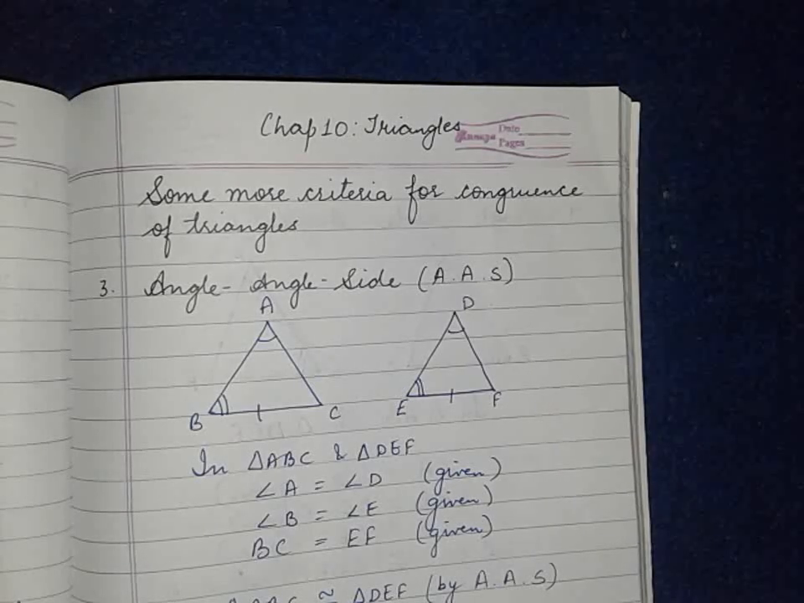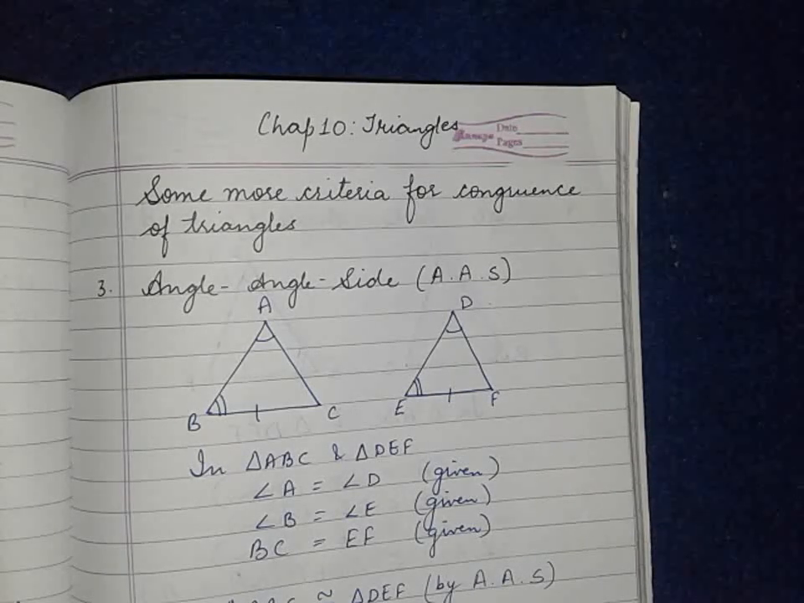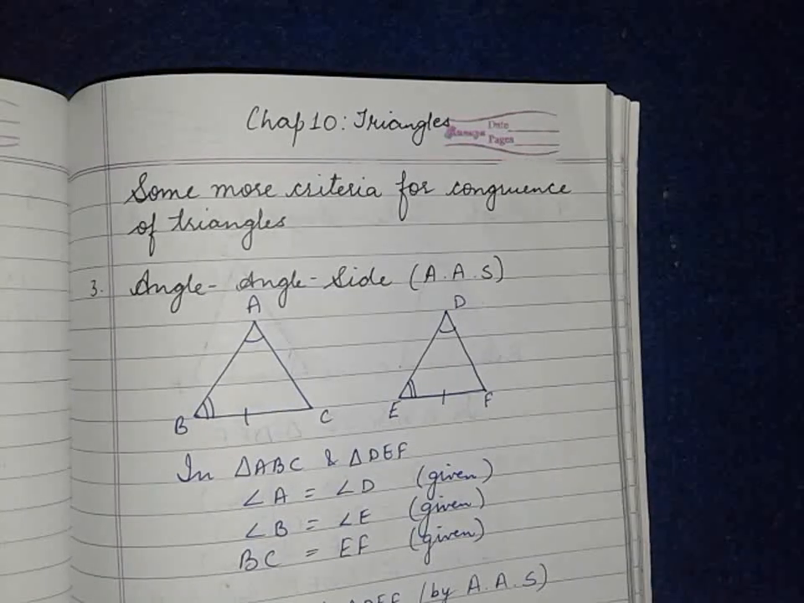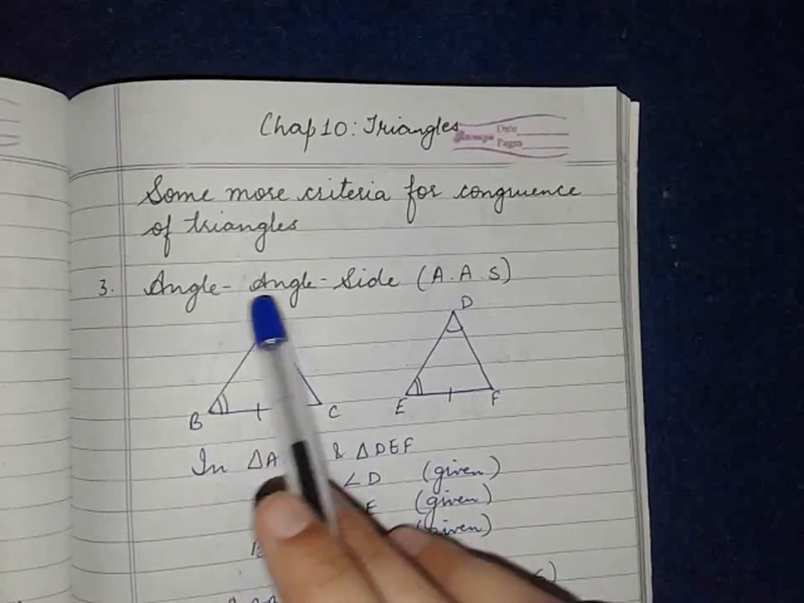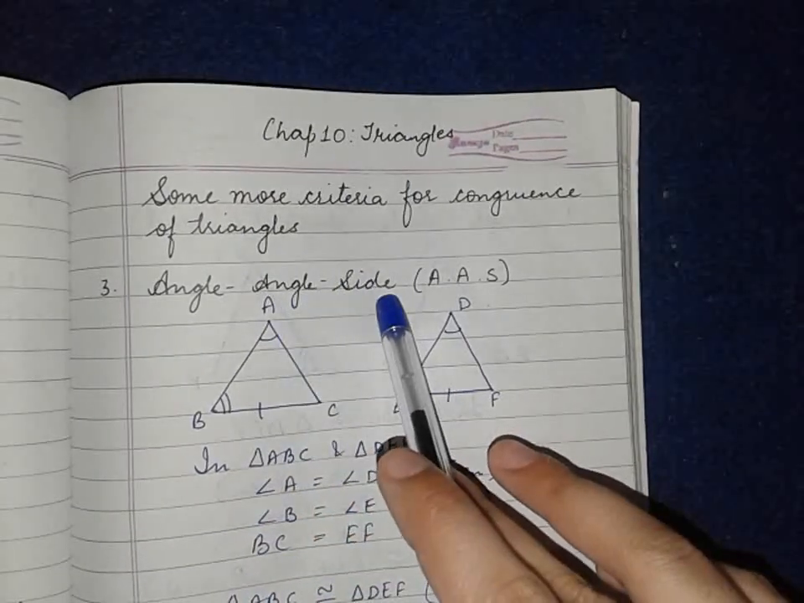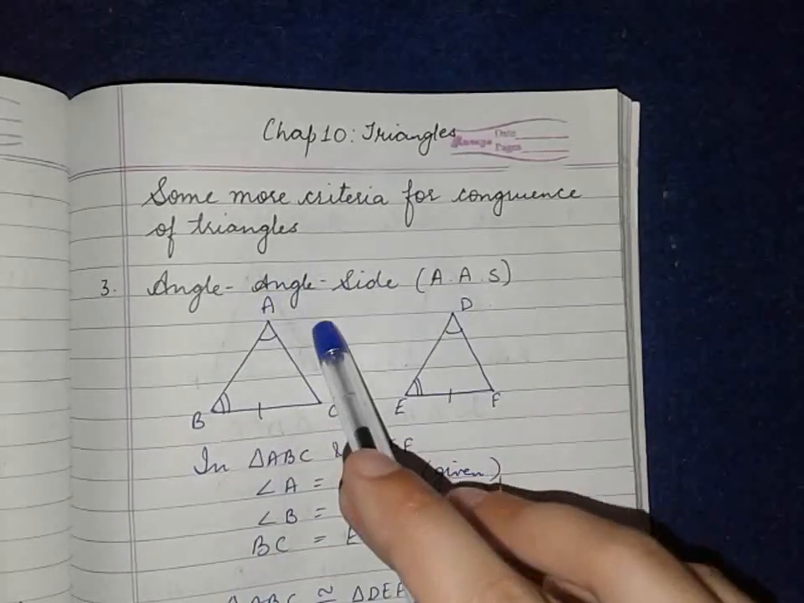Welcome back, students. Last time we learned the chapter on triangles and we have done two criteria of congruence of triangles, that was SSS and SAS. Today we will be learning about some more criteria. The next criteria for congruence of triangles is angle angle side. AAS means two angles will be given equal and a side will be given equal. Two angles will be taken first and then a side.